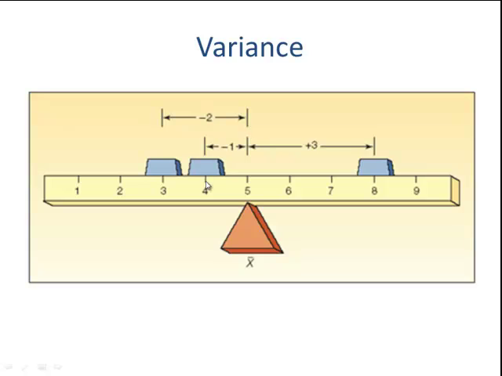We take our next value, 4. 4 minus 5 is negative 1. So this is a negative 1 deviation away from the mean. And then we take our last data point, 8, we subtract 5, and we see that this is 3, a positive 3 deviations away from the mean. So we have 3 different values.